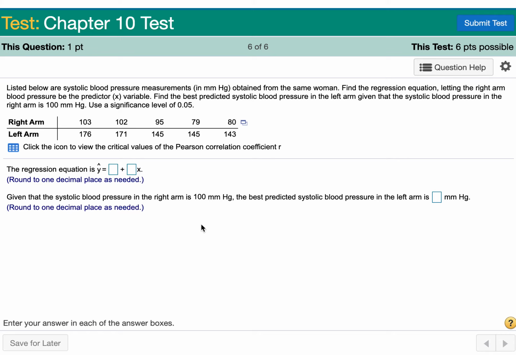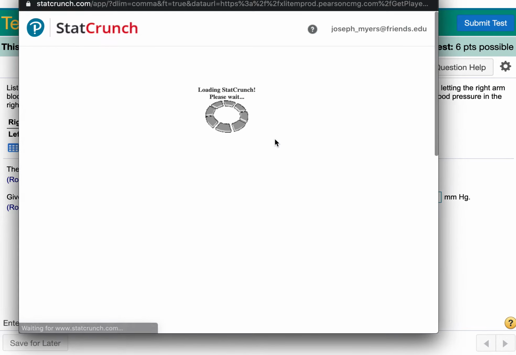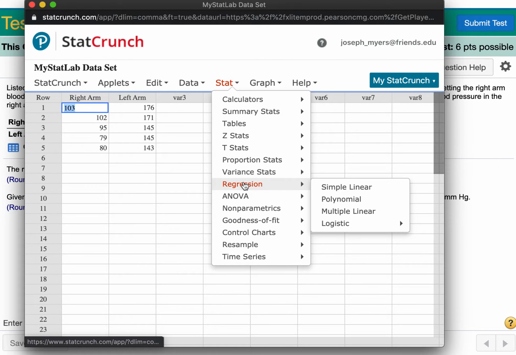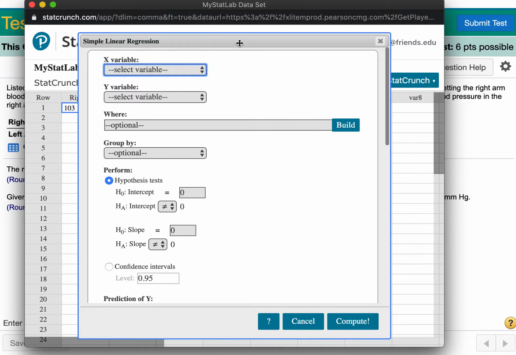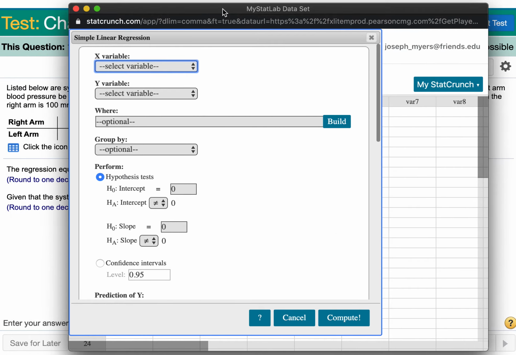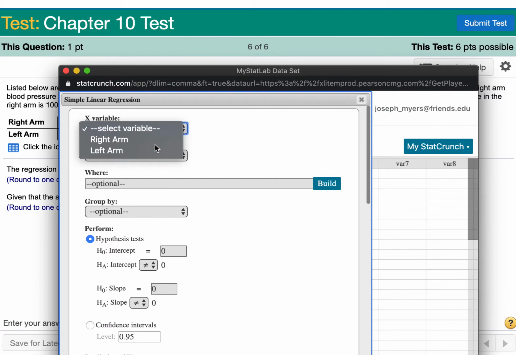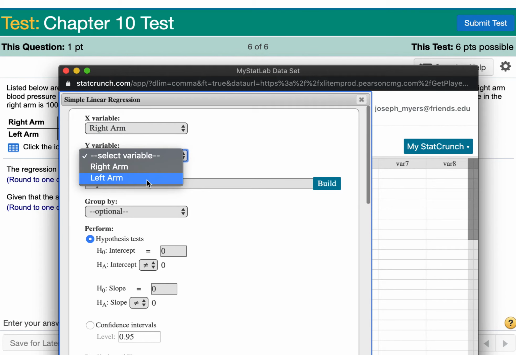Okay, then finally this last question. This last question is kind of tricky, so pay close attention. So once again, we're going to open the data in StatCrunch. And then stats, regression, simple linear. Now there's one thing different about this problem. The x variable, it specifically says the right arm is to be the predictor variable. So the right arm is the predictor variable, the left arm is the dependent variable.